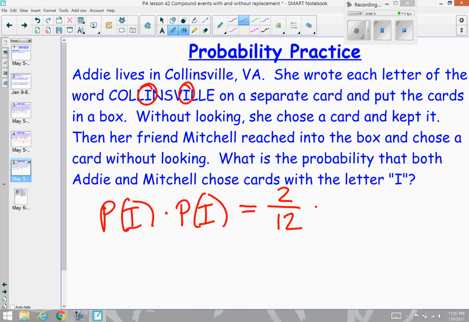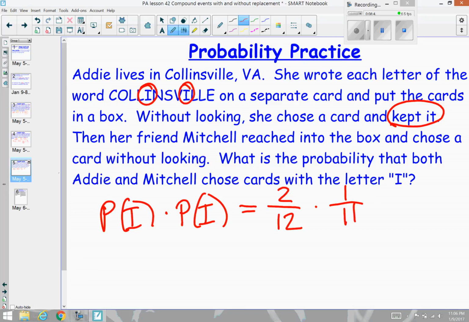Now our goal is that they both wanted to get the letter I. So for the second letter, are we still having 2 out of 12? Again, keywords in our problem say that they kept the letter. So therefore we no longer have 2 I's left over. Now we only have 1 I left over. And because we kept a card out, instead of 12, we now have 11.